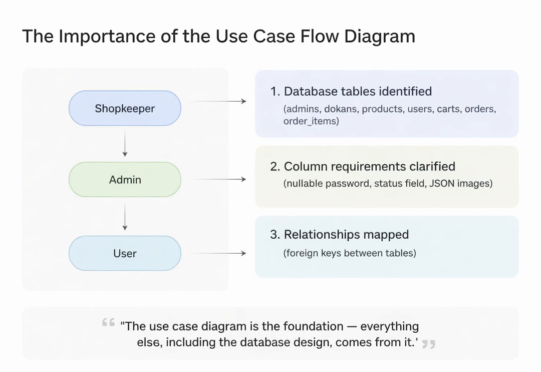Before we move on, let's appreciate why the use case flow diagram is so critical. Everything we've designed in the database, every table, every column, every foreign key, was derived directly from that flow. The nullable password came from understanding that shopkeepers submit requests, not registrations. The status field came from the admin activation step. The two-table order design came from realizing one order can have multiple products. The JSON images array came from wanting multiple photos per product.